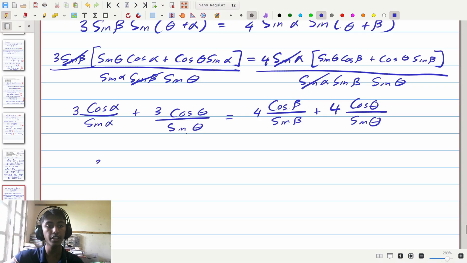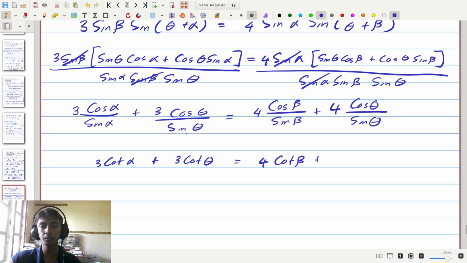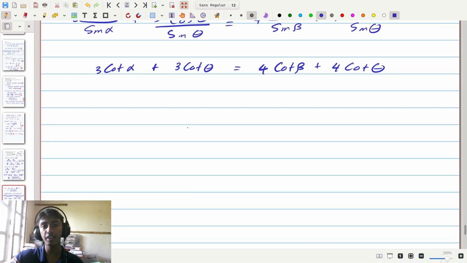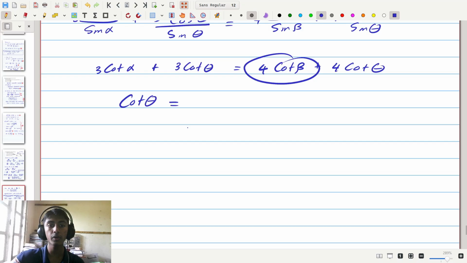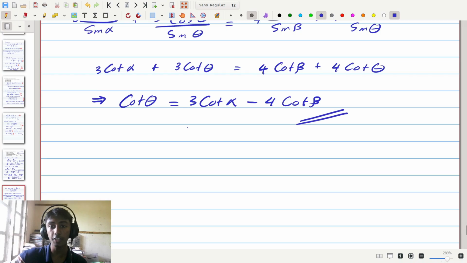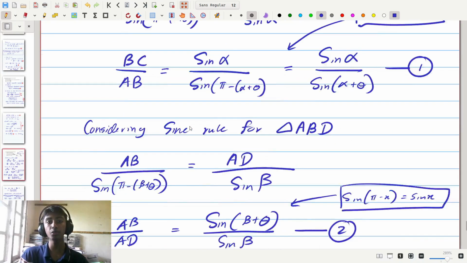Simplifying this, we can see we get 3 cot alpha plus 3 cot theta equal to 4 cot beta plus 4 cot theta. Now, it's a simple matter to simplify this down. If we take this thing to the other side and this thing to the other side, we get 4 cot theta minus 3 cot theta, which is just cot theta, equal to 3 cot alpha minus 4 cot beta. So there we go. That is our final expression. It's the expression that we had in the question, and it is the final solution to this question.